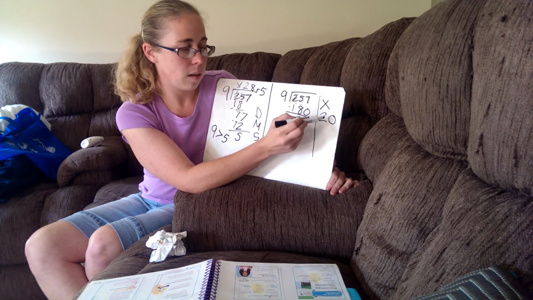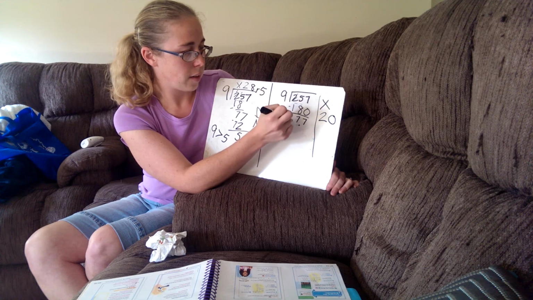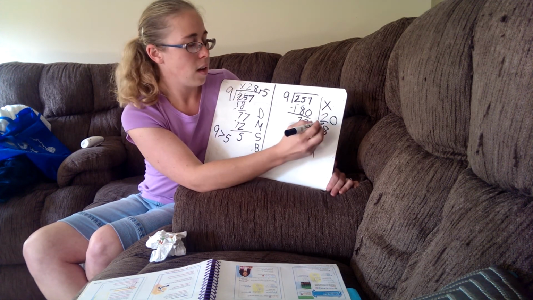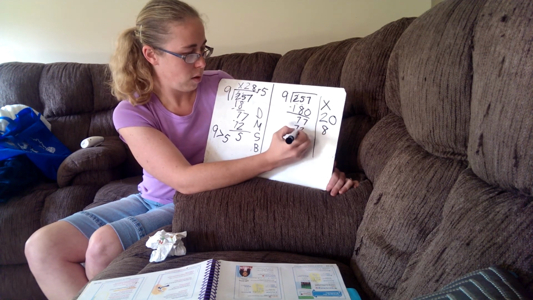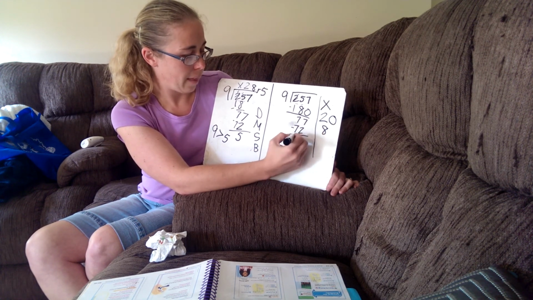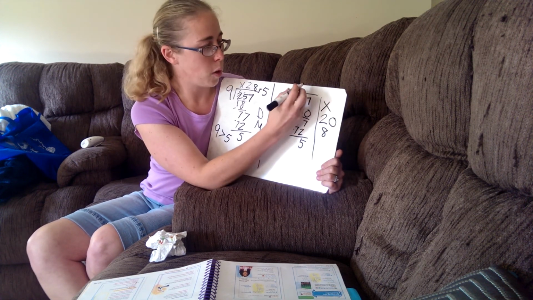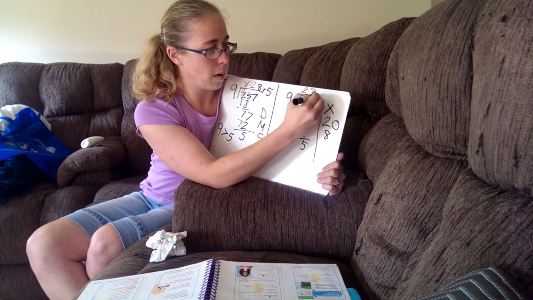Now we've done hundreds column, tens column, now it's time for ones. 77 can be divided by 9 8 times. 8 times 9 is 72, and we'll subtract, and that'll leave me with 5. So remember, take these partial quotients, put them together. Gives me 28 with a remainder of 5.